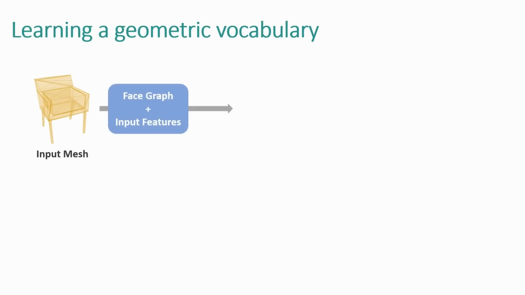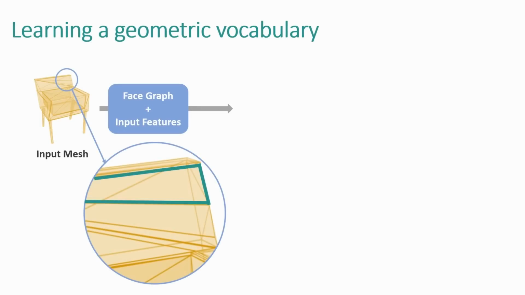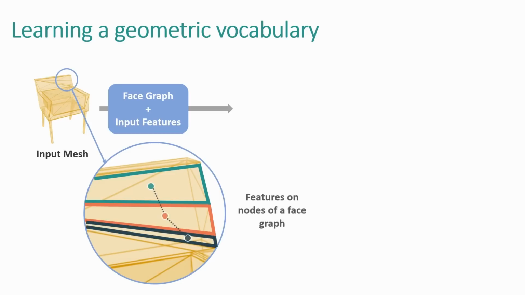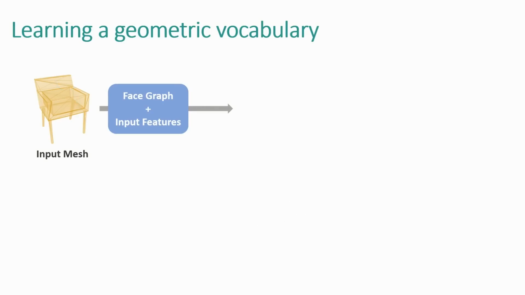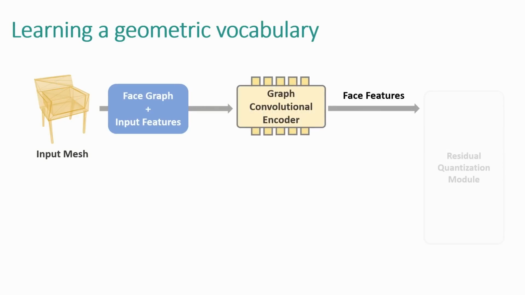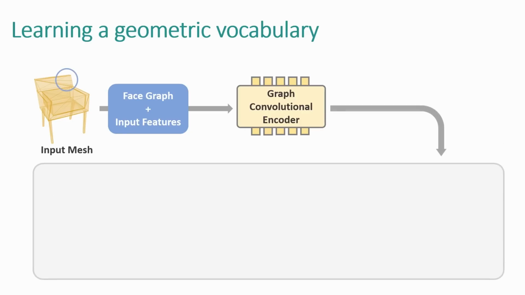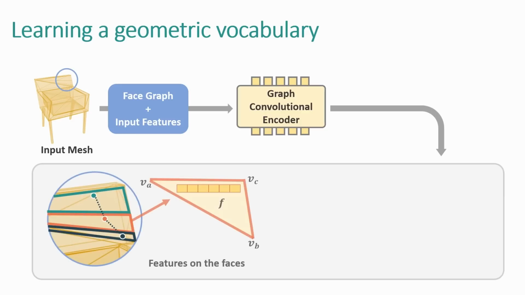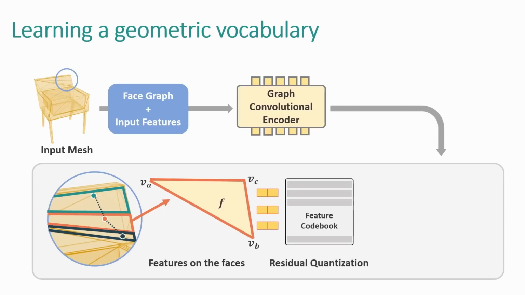The meshes are interpreted as graphs over faces of the mesh. The features per face of the triangle mesh are extracted using a graph convolutional encoder. At the bottleneck, these features undergo quantization via residual vector quantization. This involves initially aggregating the features across vertices, followed by their quantization and subsequent assignment back to the respective faces.